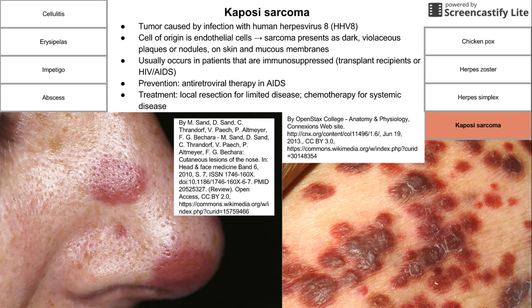You can treat Kaposi sarcoma by resecting the lesions if there's only a few of them. So if it's only these two, you might be able to resect both of them. But if you have systemic disease that's everywhere, it's no longer practical to resect everything, and you want to use chemotherapy.